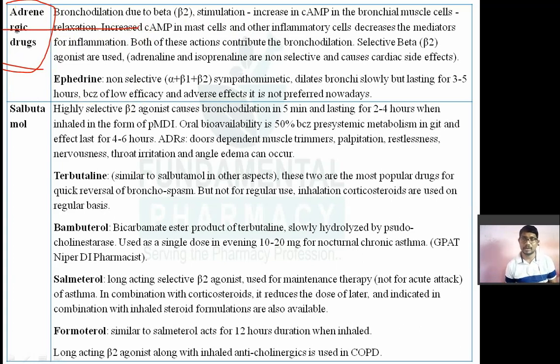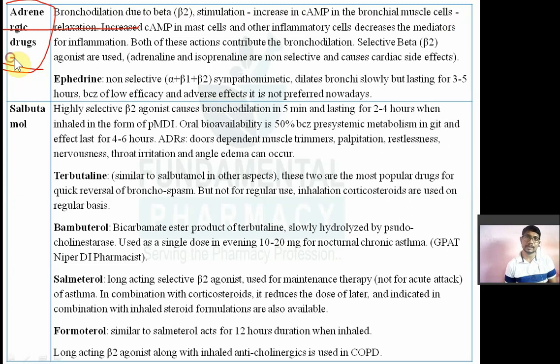When this agonist combines with the beta 2 receptor, it will increase the production of cyclic nucleotides, cyclic AMP or cyclic GMP, in the bronchial muscle cell. It causes bronchial muscle relaxation. And the increase in the amount of cyclic AMP in the mast cell and other inflammatory cells will decrease the release of mediators of inflammation. So their action is dual action.